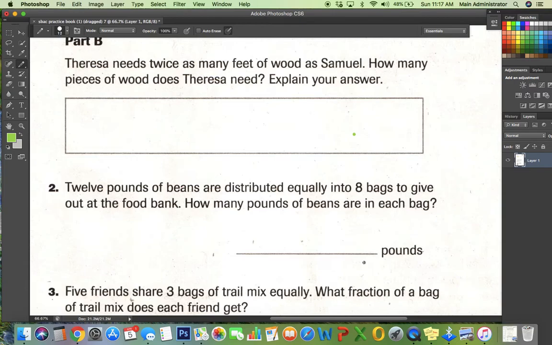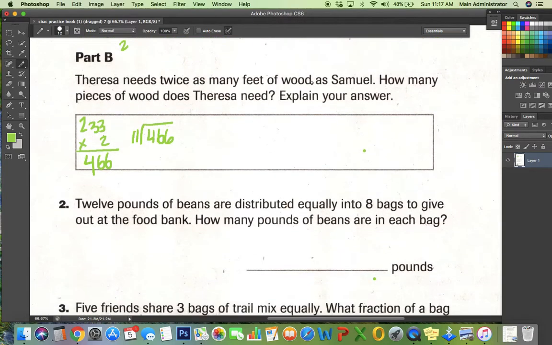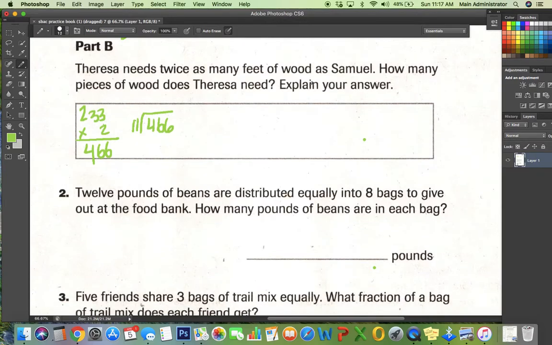Teresa needs twice as many feet of wood as Samuel. All right, if Samuel needed 233 and she needs twice as many, that's a multiplication problem. So I would get 466 is what Teresa needs. I'm going to take 466 and divide it by 11, see how many pieces of wood she'll need. It should be similar to 22, like it should be around 44. If I get something bigger than that or smaller, like way off, then I'll know I'm wrong.